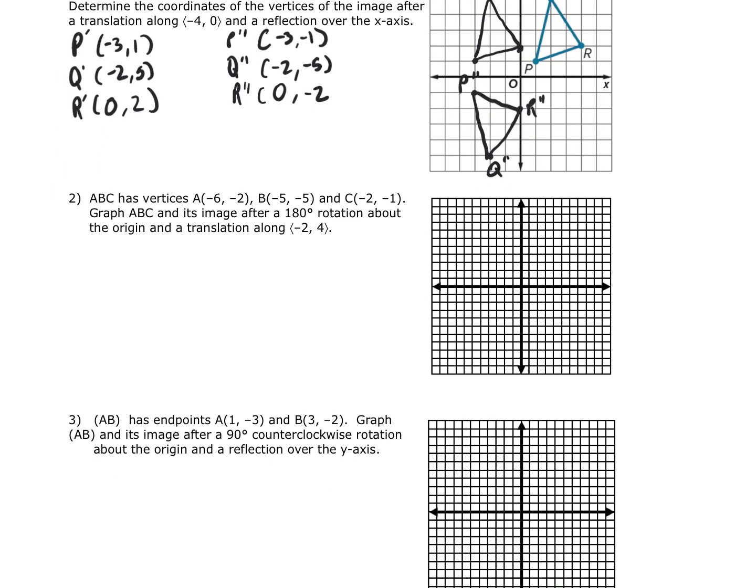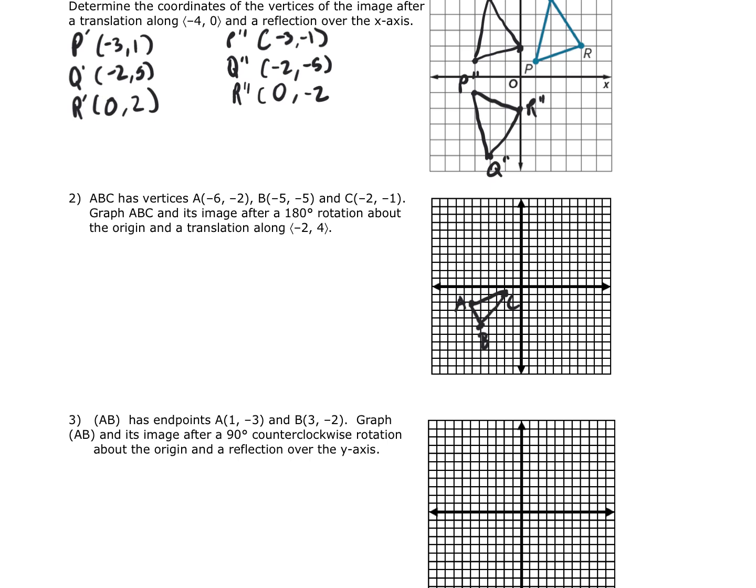Now, ABC has vertices at (-6, -2), (-5, -5), and C is at (-2, -1). So let's go ahead and plot those. There's (-6, -2), (-5, -5), and (-2, -1) is there. So that triangle looks something like that. So that is our original A, B, C.